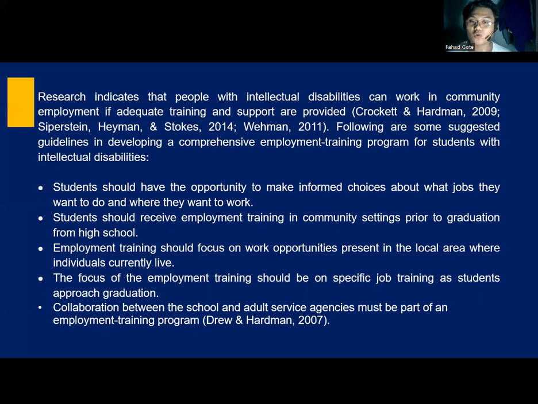Employment training should focus on work opportunities present in the local area where individuals currently live. The focus of the employment training should be more on specific job training as students approach graduation, and collaboration between the schools and other service agencies must be part of the employment training program.